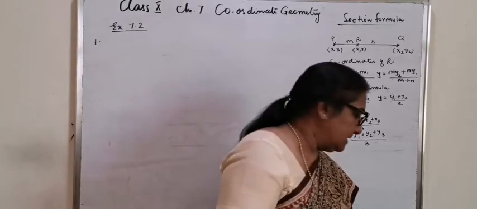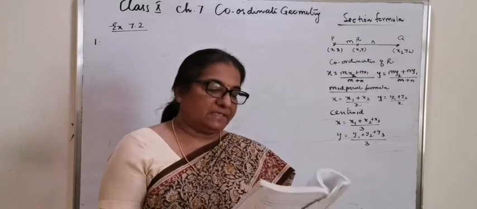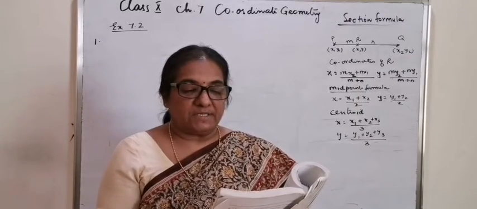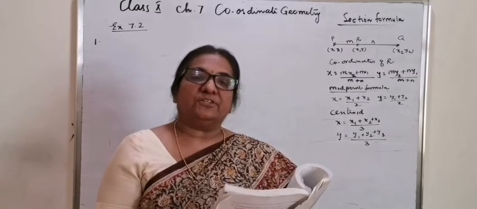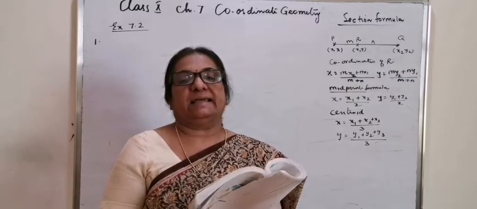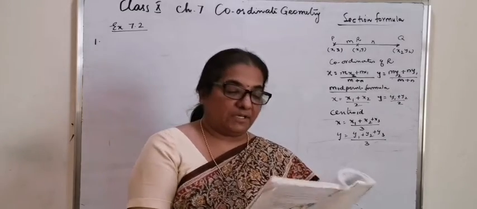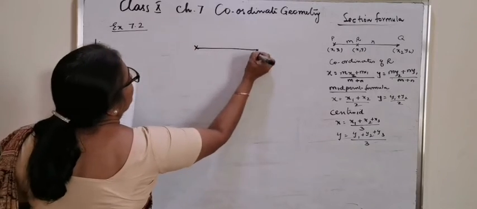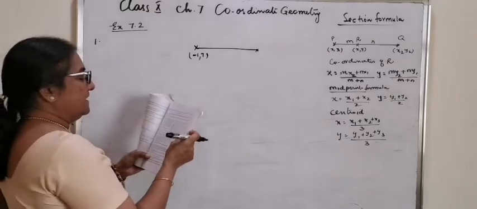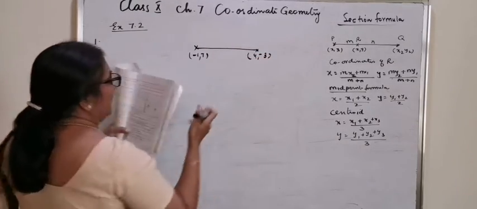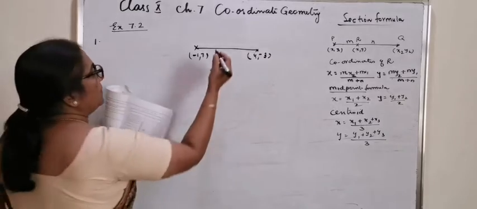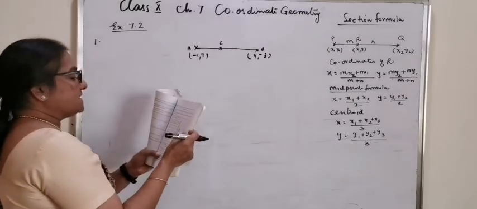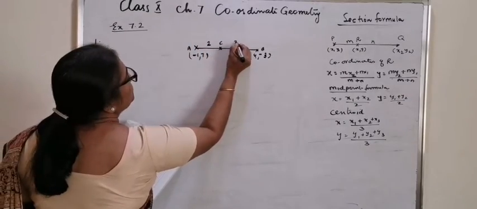Exercise 7.2, question number 1. Find the coordinates of the point which divides the join of (-1, 7) and (4, -3) in the ratio 2:3. This is a direct application of the section formula. You are given 2 points (-1, 7) and (4, -3), and you are asked to find the coordinates of a point C which divides this line segment in the ratio 2:3.